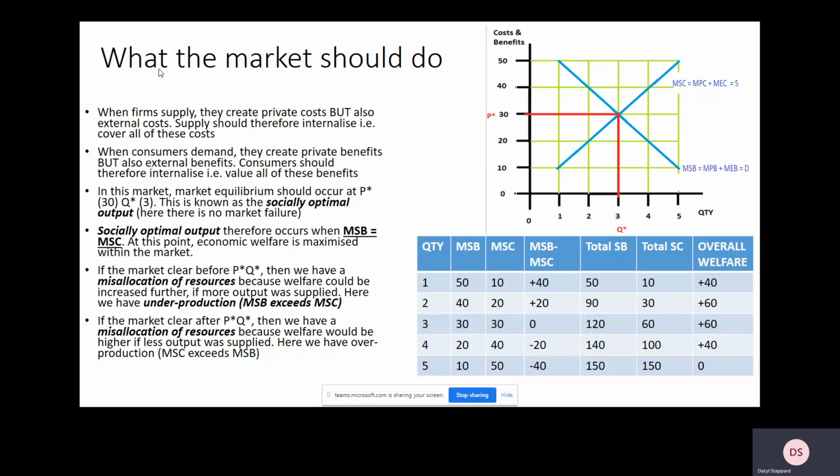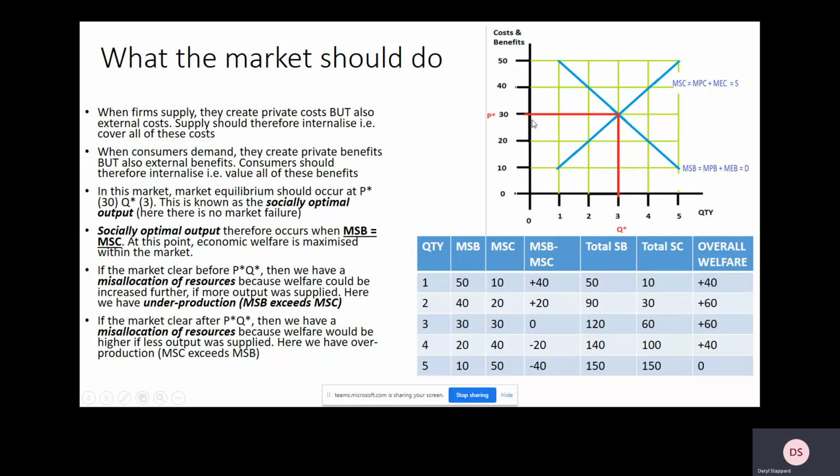Now, what I've just done on that Microsoft Paint document is to talk you through market failure created by externalities. The idea would be that we would have no market failure when MSB equals MSC. So in that diagram in the top right-hand corner, the price in this market should be 30 and the quantity bought and sold should be at 3. If we operate there, we've got no market failure.